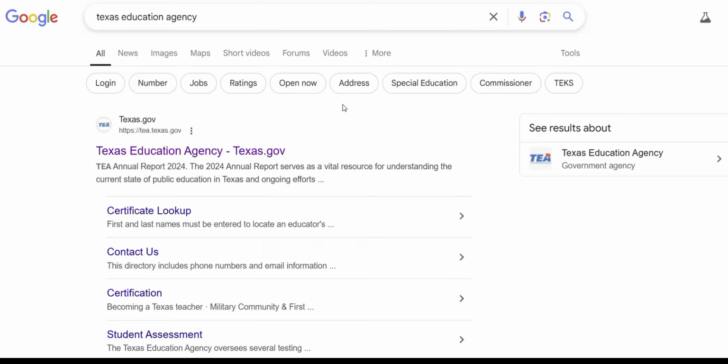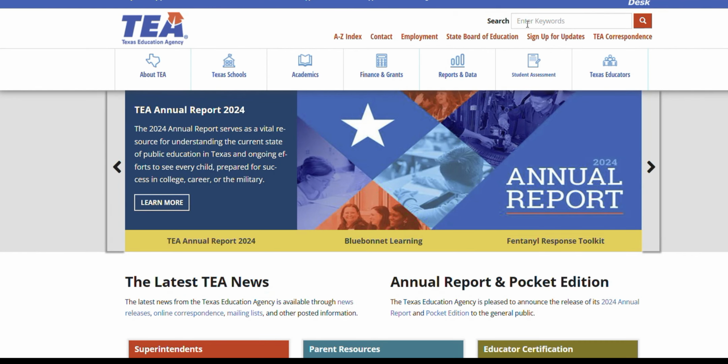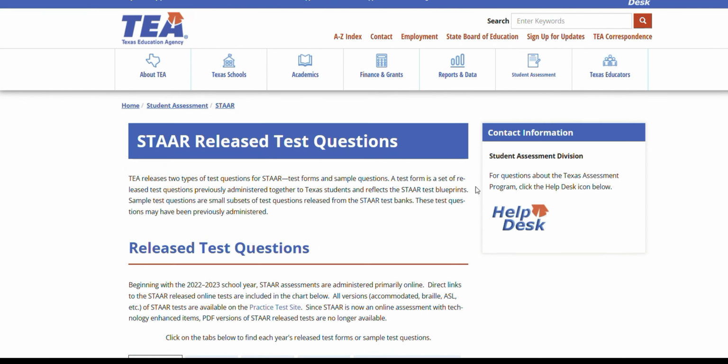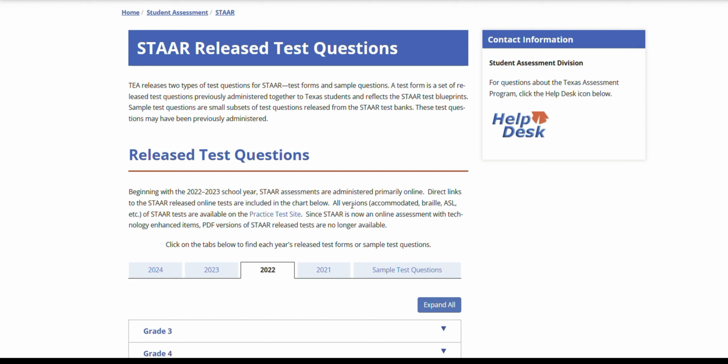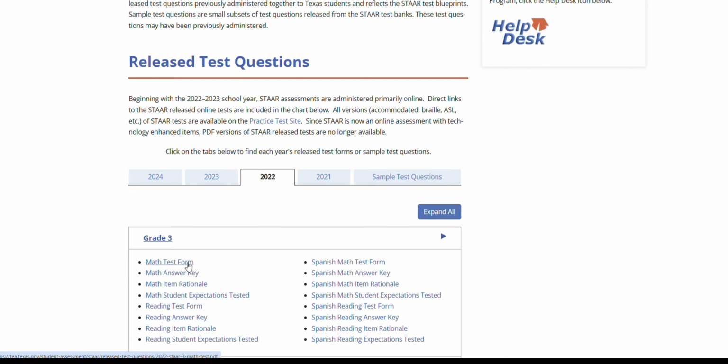We're going to search for the Texas Education Agency on Google. Once we're on the Texas Education Agency website, we'll search for STAAR release test questions. We'll then select the 2022 tab, and from there, choose the grade level, 3rd, 4th, and so on, to locate the math test form.